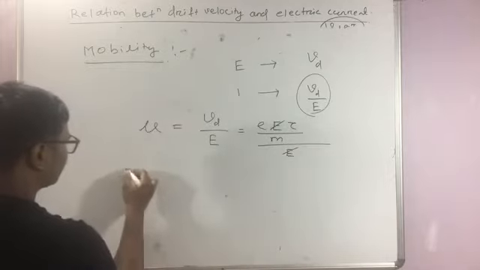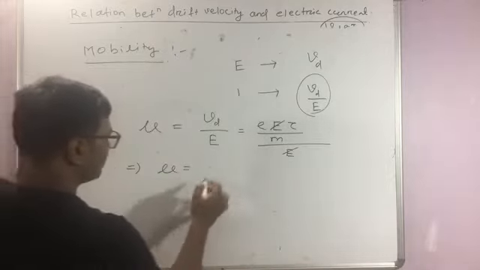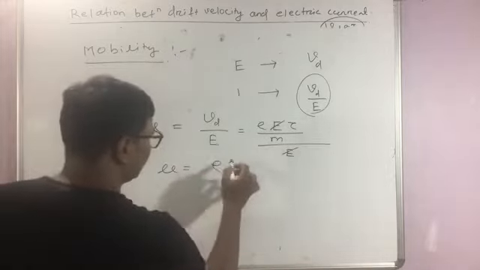E got cancelled, which implies mu is equal to E tau by M. This formula is the drift velocity mobility for an electron. For any other charge, the mobility will be the drift velocity of that charge divided by the electric field. So in that case, you can replace this E with Q. So in general, mobility will be Q tau by M. But this formula here is basically for your electron, my dear students.